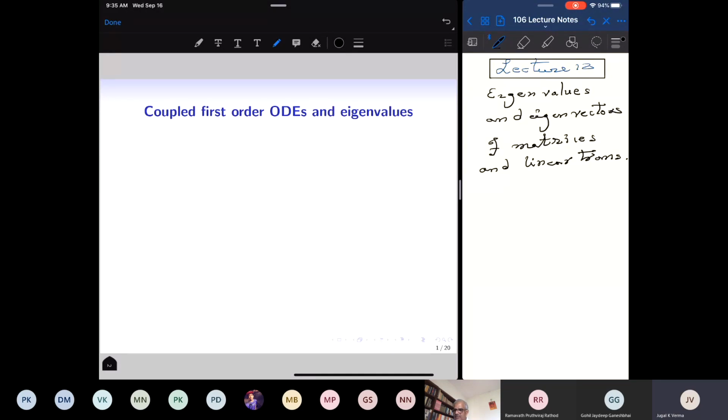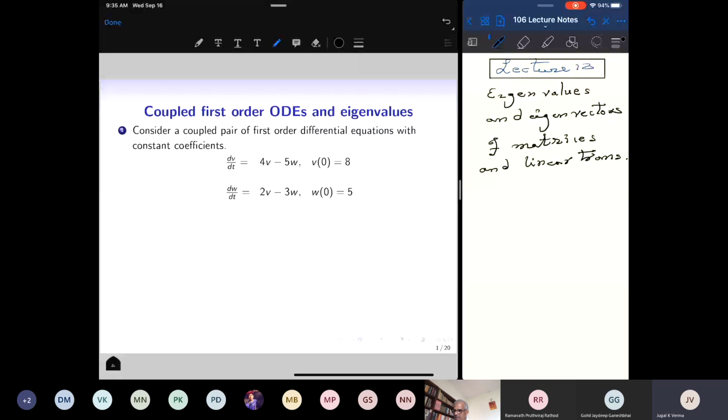But one of the places where they first arose is while solving differential equations. So let us consider two ordinary differential equations. Ordinary differential equations are those which don't involve partial derivatives. We will consider differential equations with two functions. These are coupled ordinary differential equations. v and w are functions of t. They are differentiable functions of t, and the derivative of the first function, dv over dt, is 4v minus 5w. The derivative of the second function is 2v minus 3w.